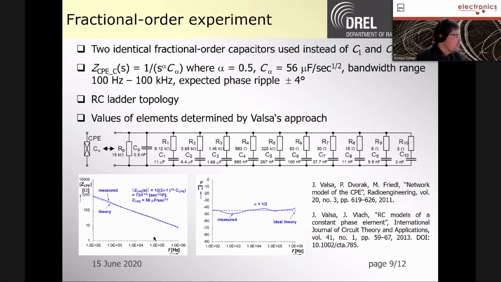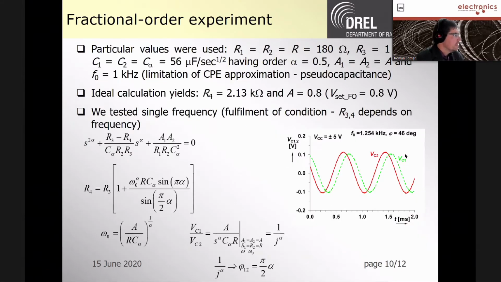We are showing results in magnitude and phase. You can see that the operation bandwidth is essentially between 100 Hz and 100 kHz, and the expected phase ripple in this bandwidth is ±4 degrees. The design of elements is a little bit boring procedure for MATLAB or some tools, and there are many papers dealing with correct selection or correct design of values of passive elements.